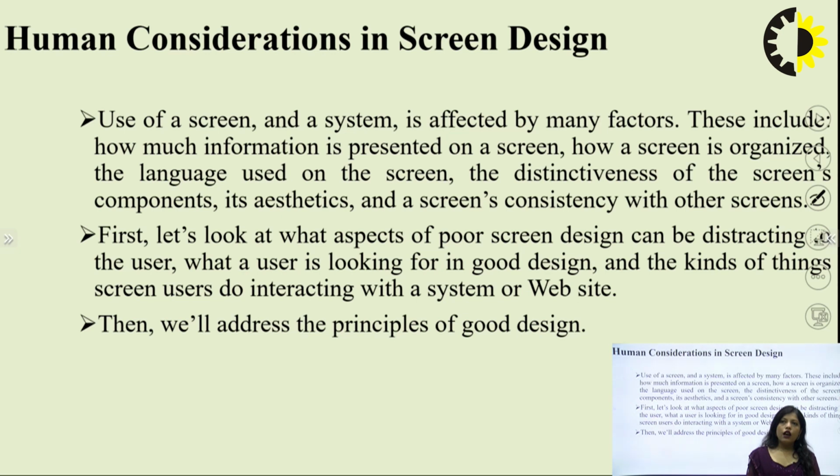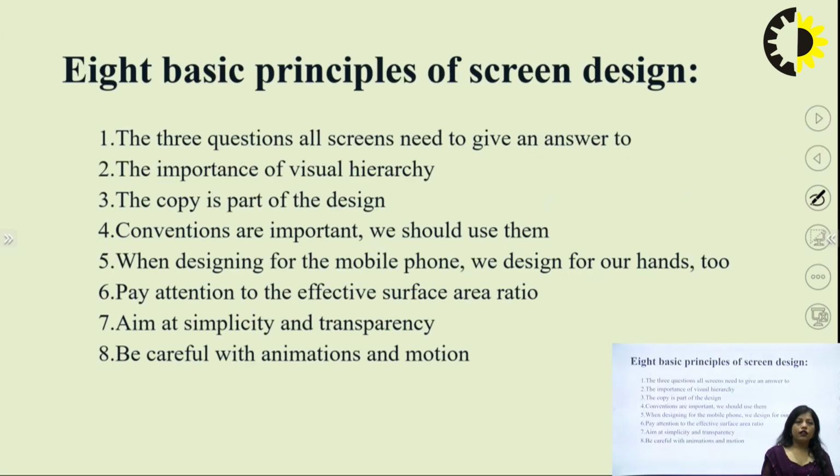For making a good design, the screen designer has to follow the basic principles. So next are the basic principles of screen design. There are eight basic principles of screen design. First is the three questions all screens need to give an answer to.